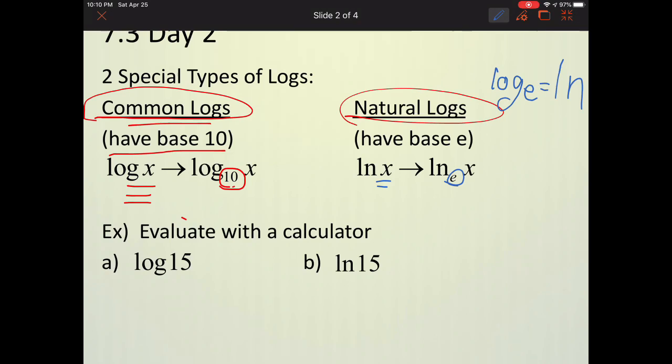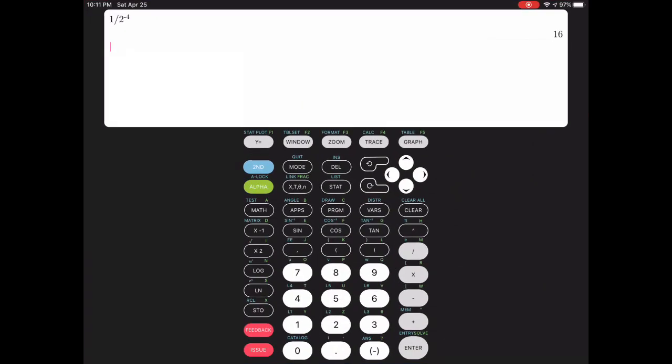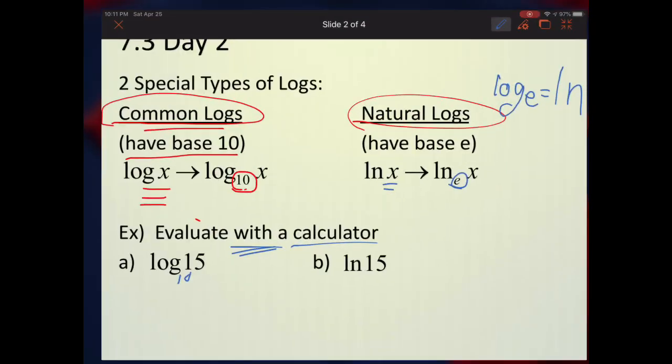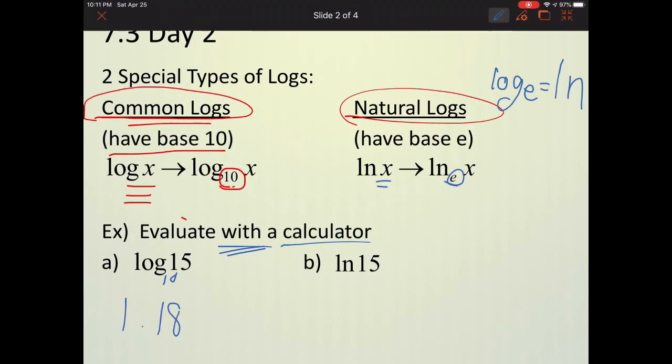Today, we're just going to evaluate, and with a calculator it's really easy. All you're going to do is type it into the calculator. So log 15, remember this is log base 10 of 15. I wrote it in there to show you, but it's not going to be there when you get to the calculator. Log is directly next to 7, so I'll press it. Then log of 15 is 1.17609. We're just going to say 1.18.